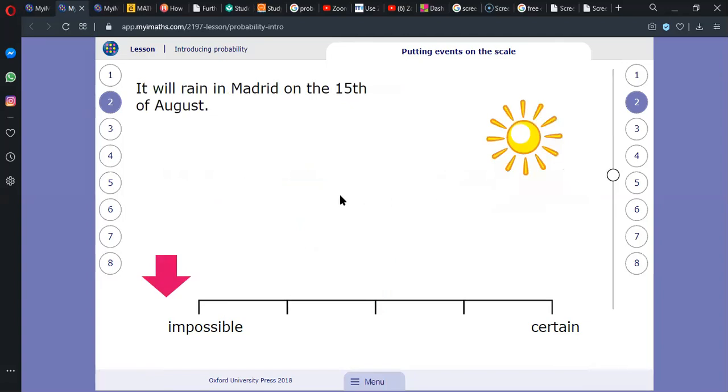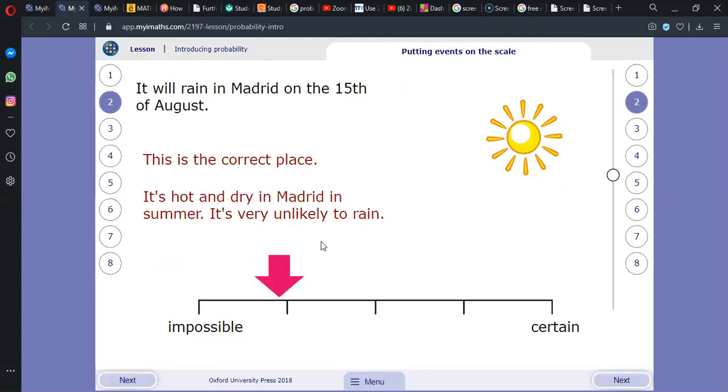Now, it will rain in Madrid on the 15th of August. I'm sure you need to know more about Madrid and the weather over there. Definitely in Madrid, on the 15th of August, it's not impossible for rain to happen, but it's kind of unlikely. So we put the pointer somewhere here on the probability scale. It's not exactly unlikely, so I shifted it a little bit away from unlikely, because it should be a bit closer to impossible than unlikely itself.